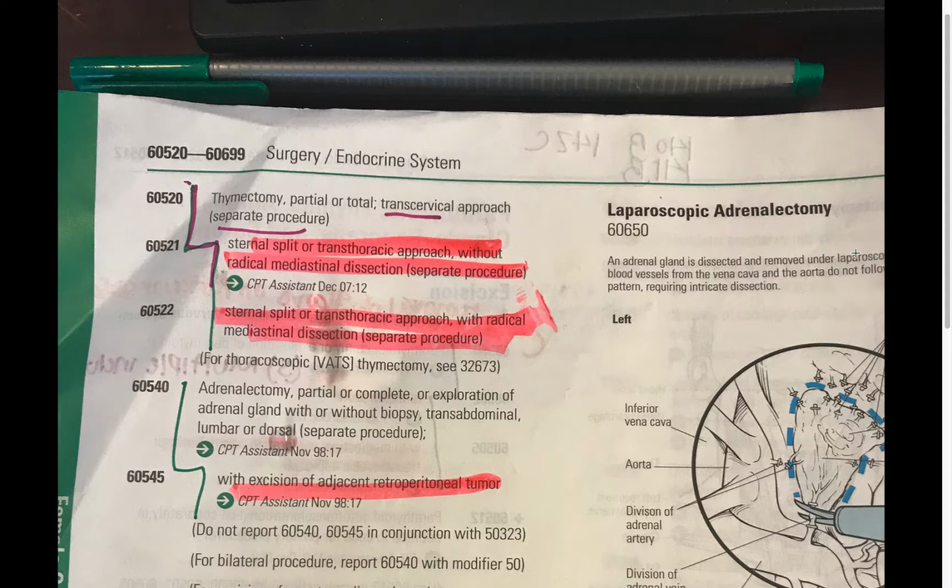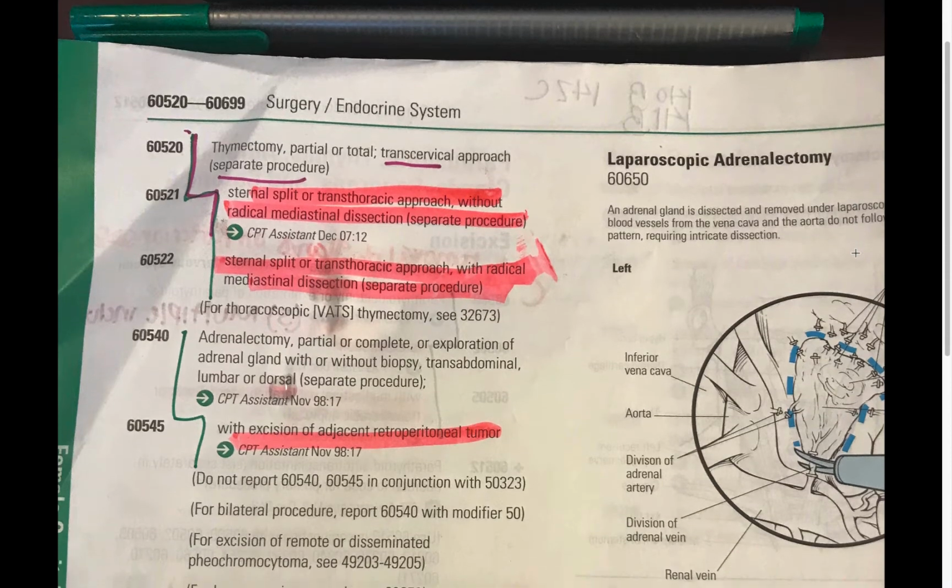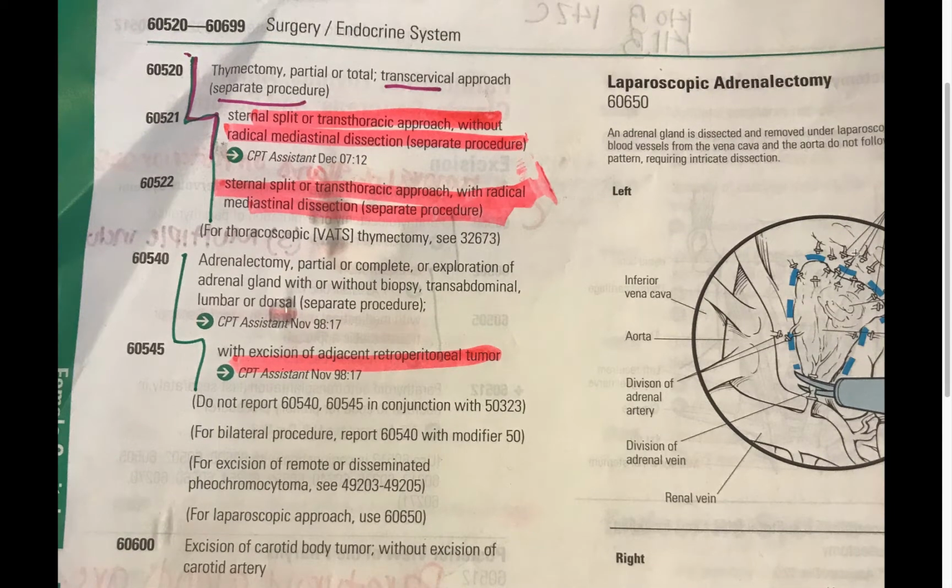60520 is a thymectomy, partial or total. That is an excision of the thymus. 60520 is by the transcervical approach. If the adrenal glands are excised, that will be 60540, adrenalectomy, partial or complete, or exploration of the adrenal gland with or without biopsy. This is by transabdominal, lumbar, or dorsal approach.